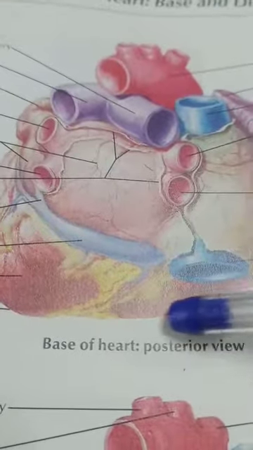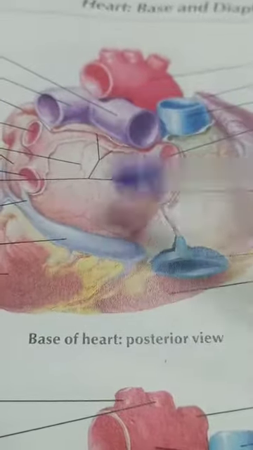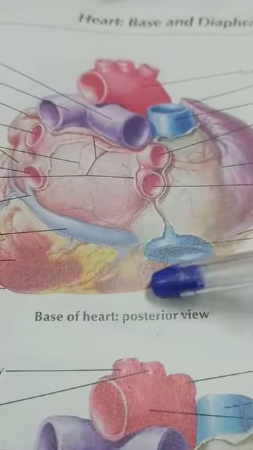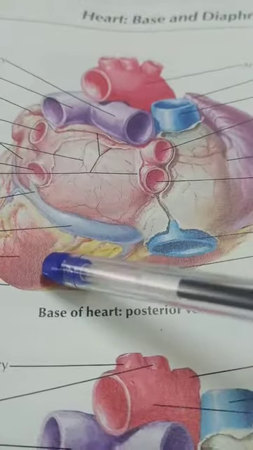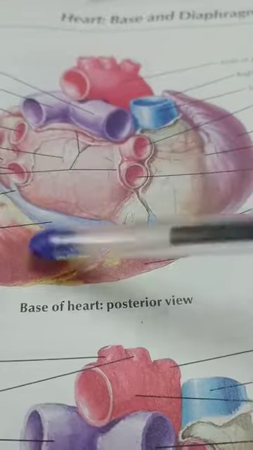Okay. So this is the inferior surface or diaphragmatic surface. These are the chambers of the heart. Here we can make out, inferiorly, this is the right ventricle, left ventricle, right atrium, left atrium. These are the four chambers of the heart.